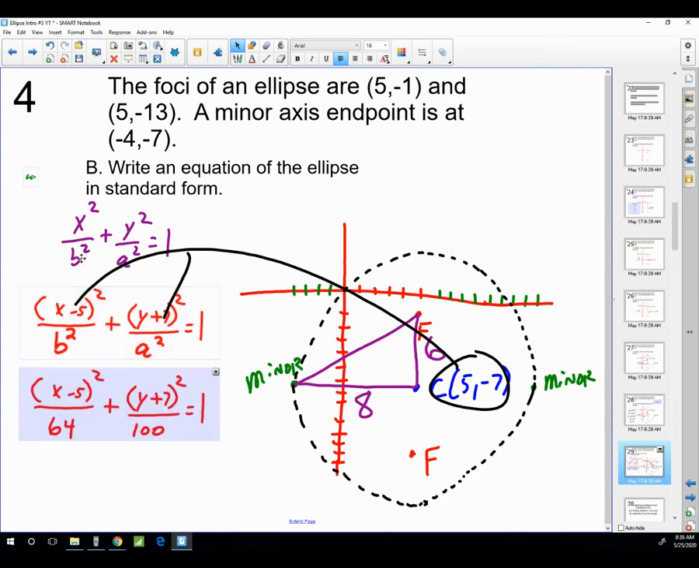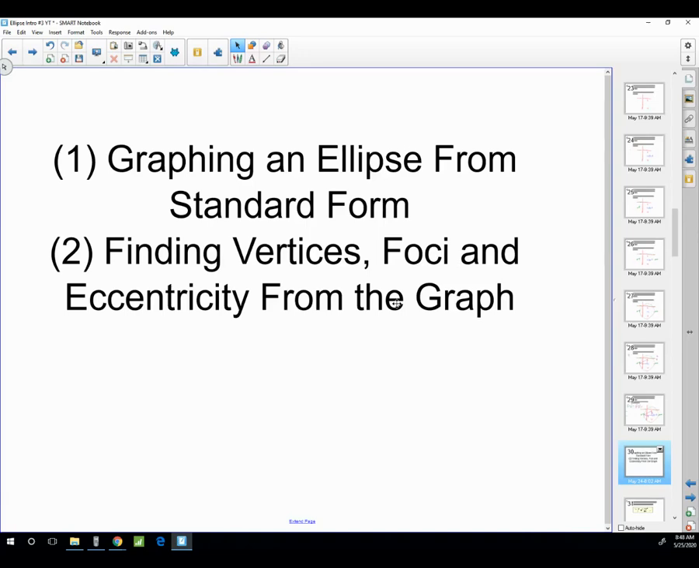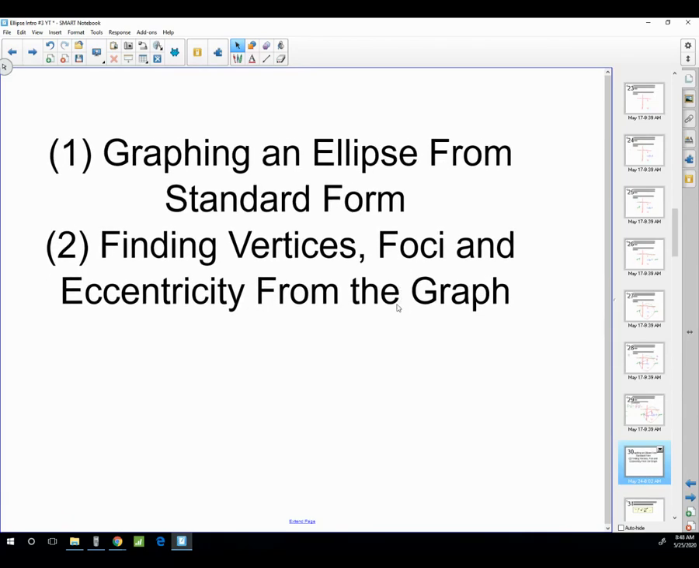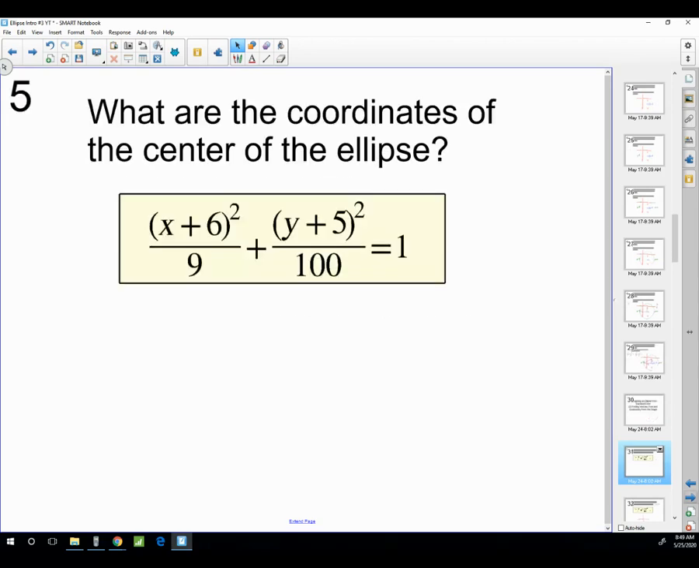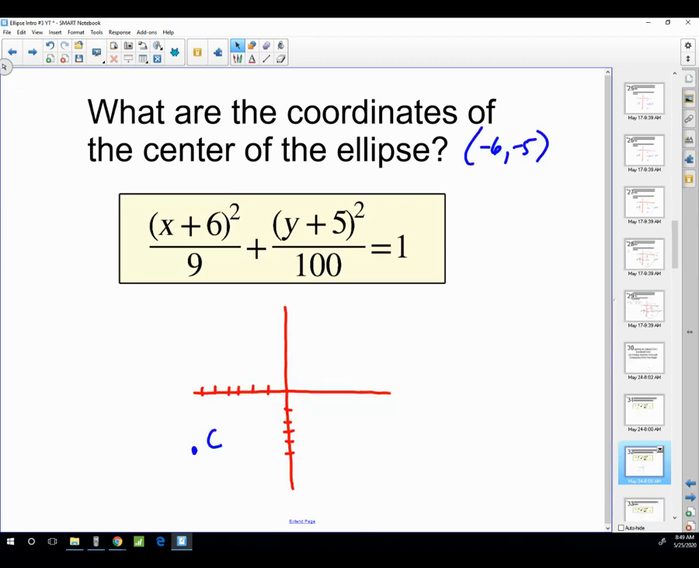8 squared is 64. Hey, let's stop all that reviewing stuff and get into today's lesson, which is really building on old stuff, and it's not even going to seem new, which doesn't that sound like mathematics? You really should be able to tell me the coordinates of the center. If you need to pause the video at any point, do that. The coordinates of the center are -6, -5.